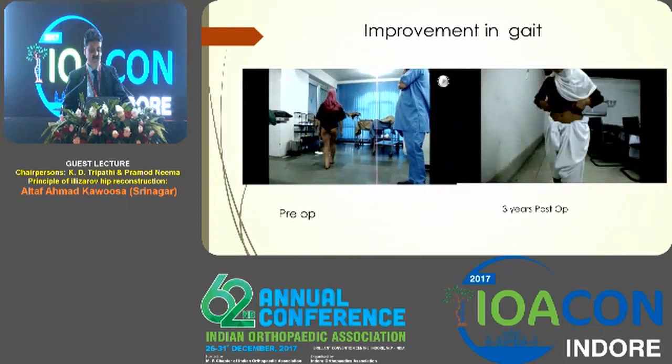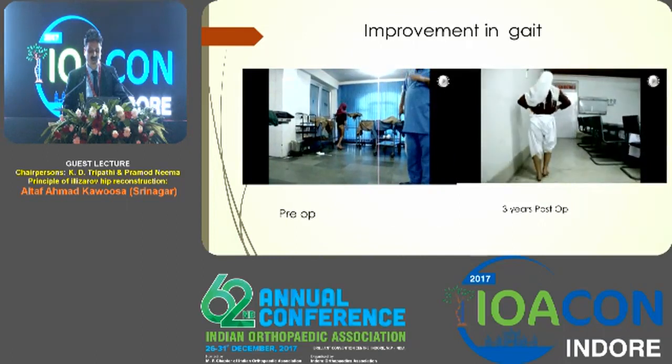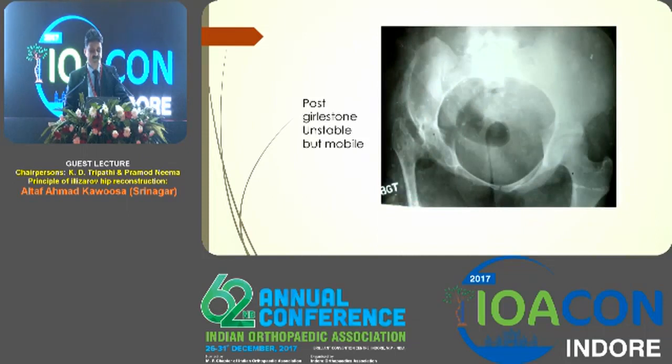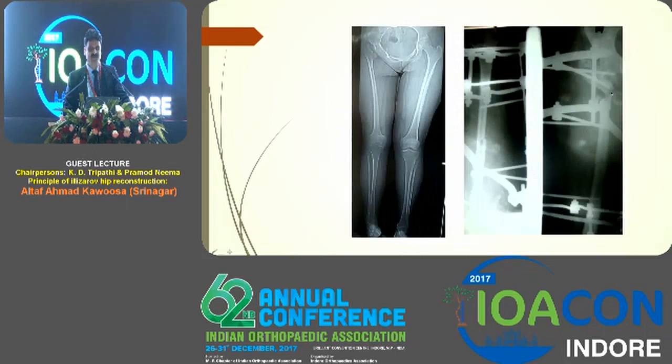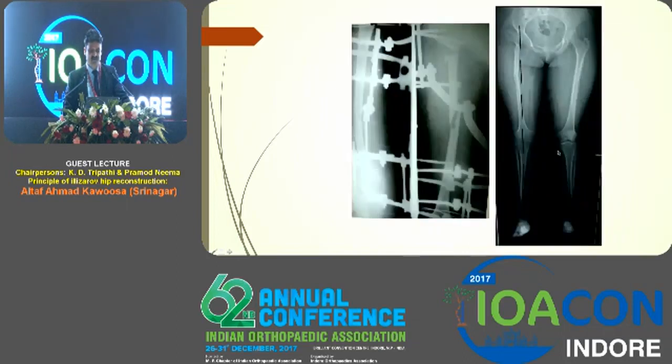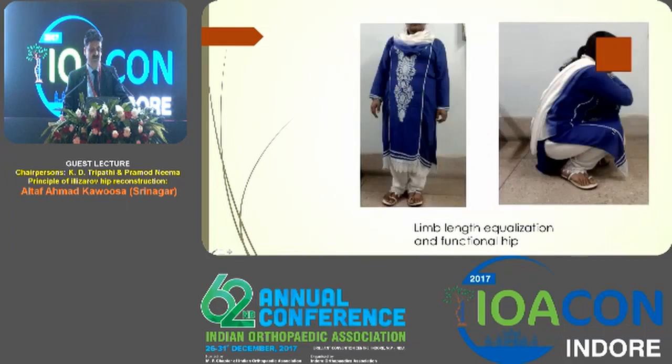The pre-op gait has both shortening as well as a lurch, and at 3 years post-op is walking briskly. This is tuberculous fibrous ankylosis, Girdlestone. It's now unstable but mobile. First osteotomy, the lengthening osteotomy here, and this is the new reconstruction. Pelvic support here, lengthening here, limb equalized. Function.